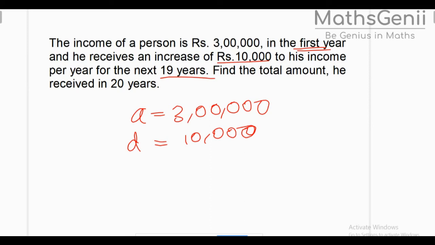So your n is how much? And find the total amount he received. Find the total amount he received in how many years? 20 years. What is the total amount that he has been receiving? So n is 20, correct? So the first year is there, and after the first year he is working for 19 years, so that will eventually give you 20 only, correct?